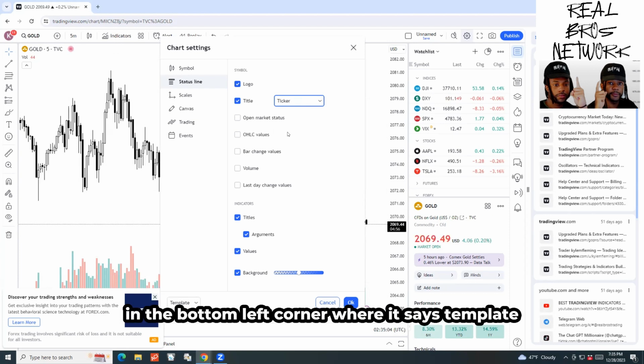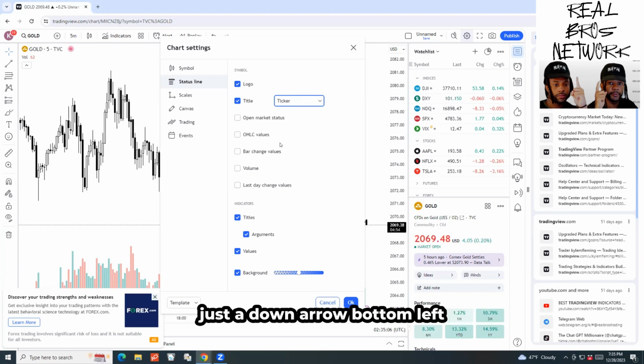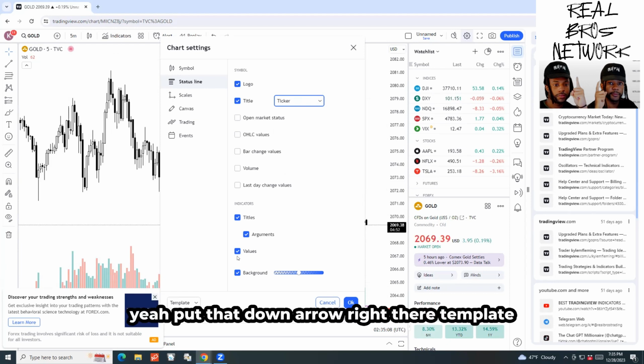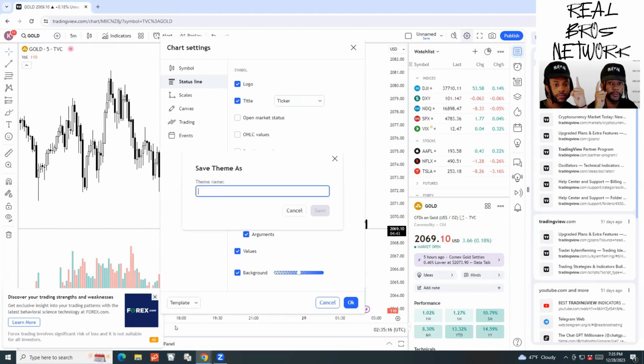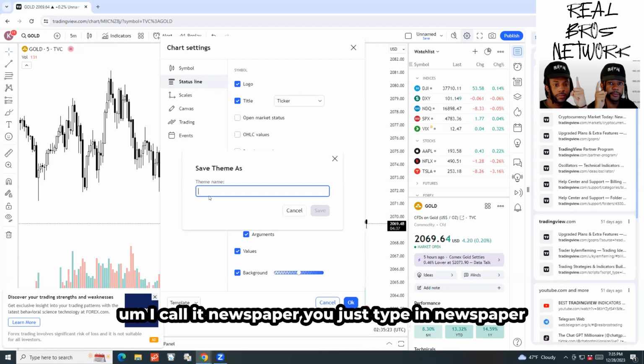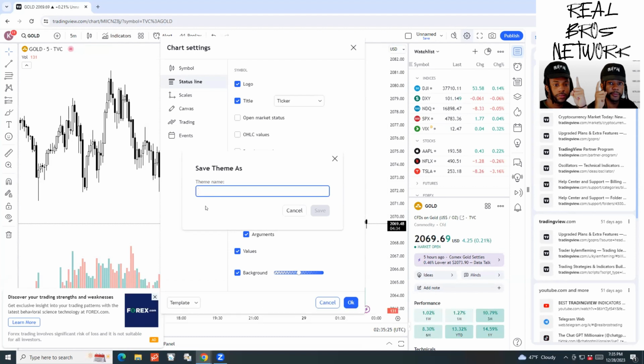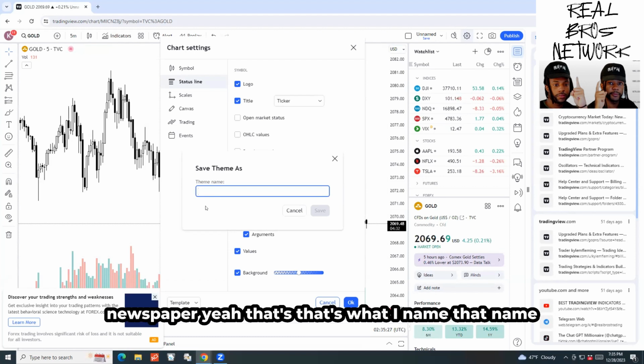Okay, in the bottom left corner where it says Template, it's a down arrow. Click that down arrow right there on Template and Save as. You want to name this theme. I call it newspaper. You can just type in newspaper. Yeah, that's what I name that theme.